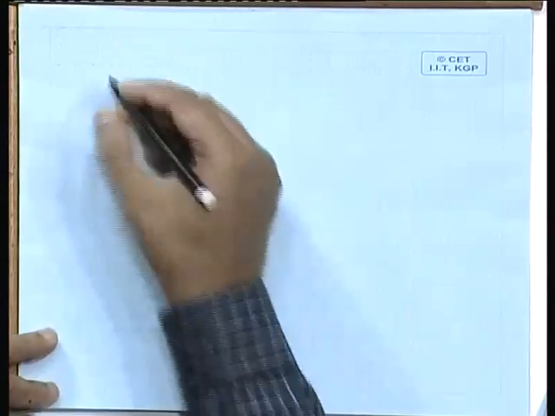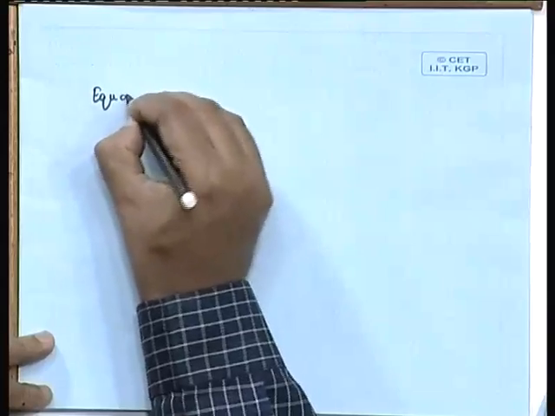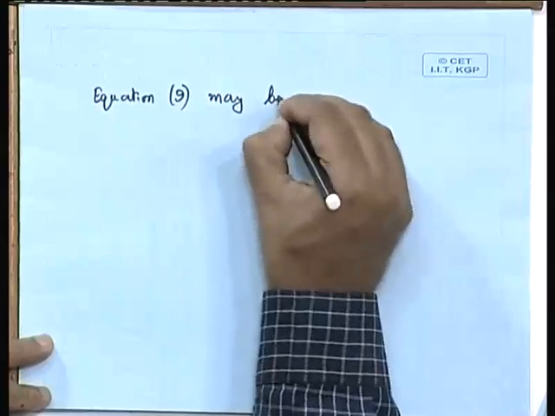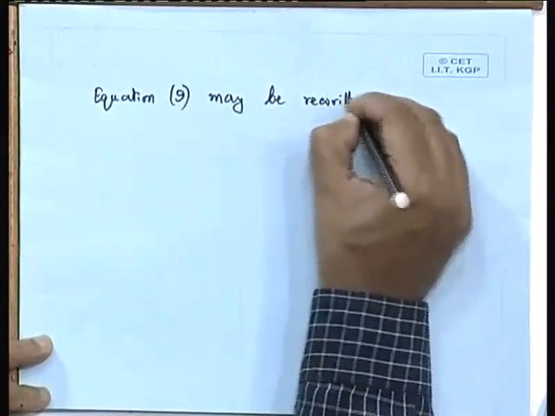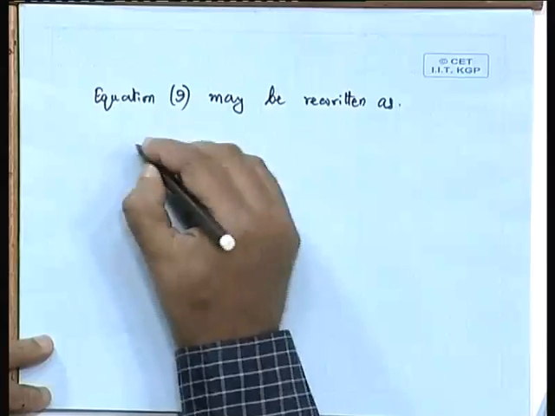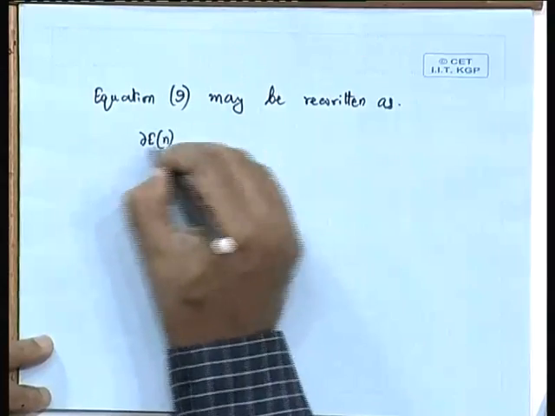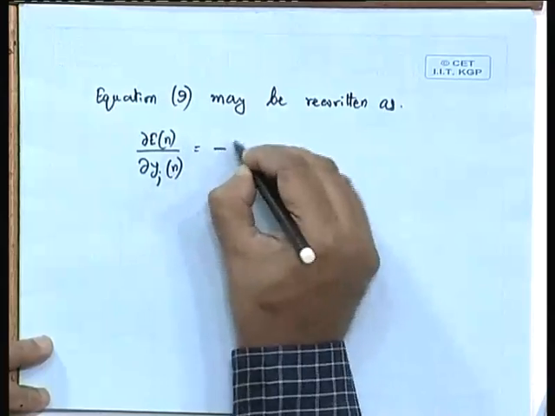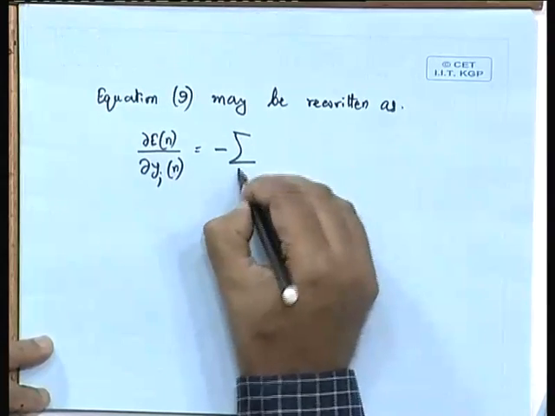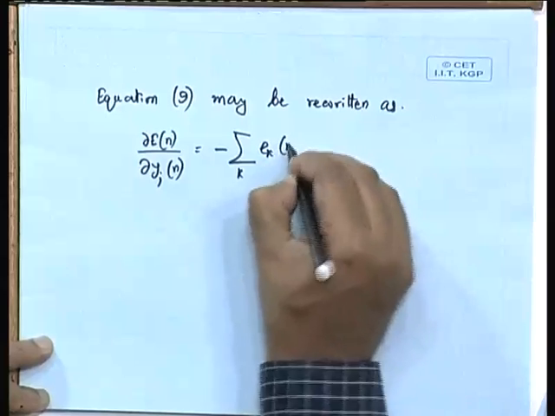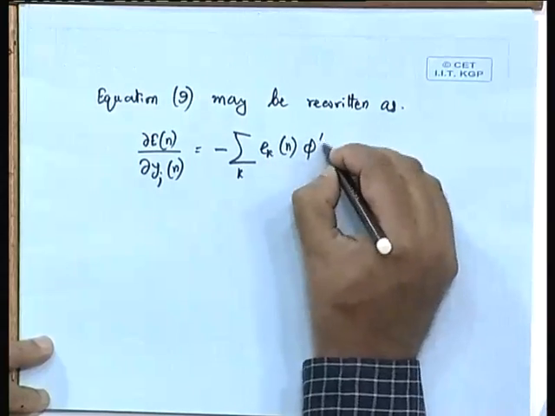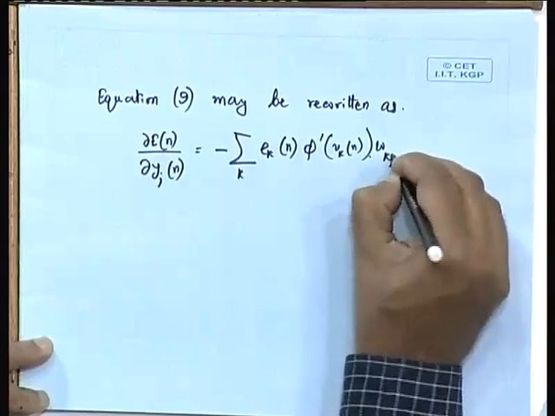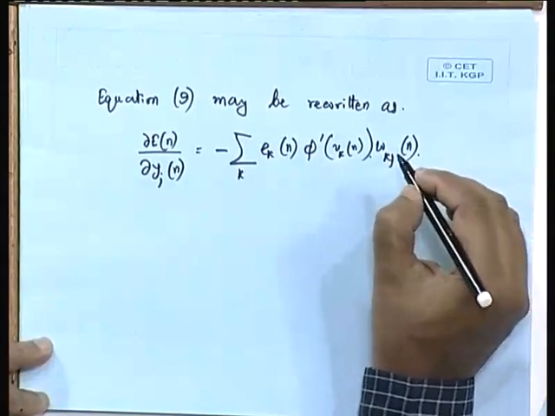So, I can do this. Equation 9 may be rewritten as dou En dou Yjn, which is equal to minus of the summation of Ekn phi dash Vkn Wkj of n. Alright.